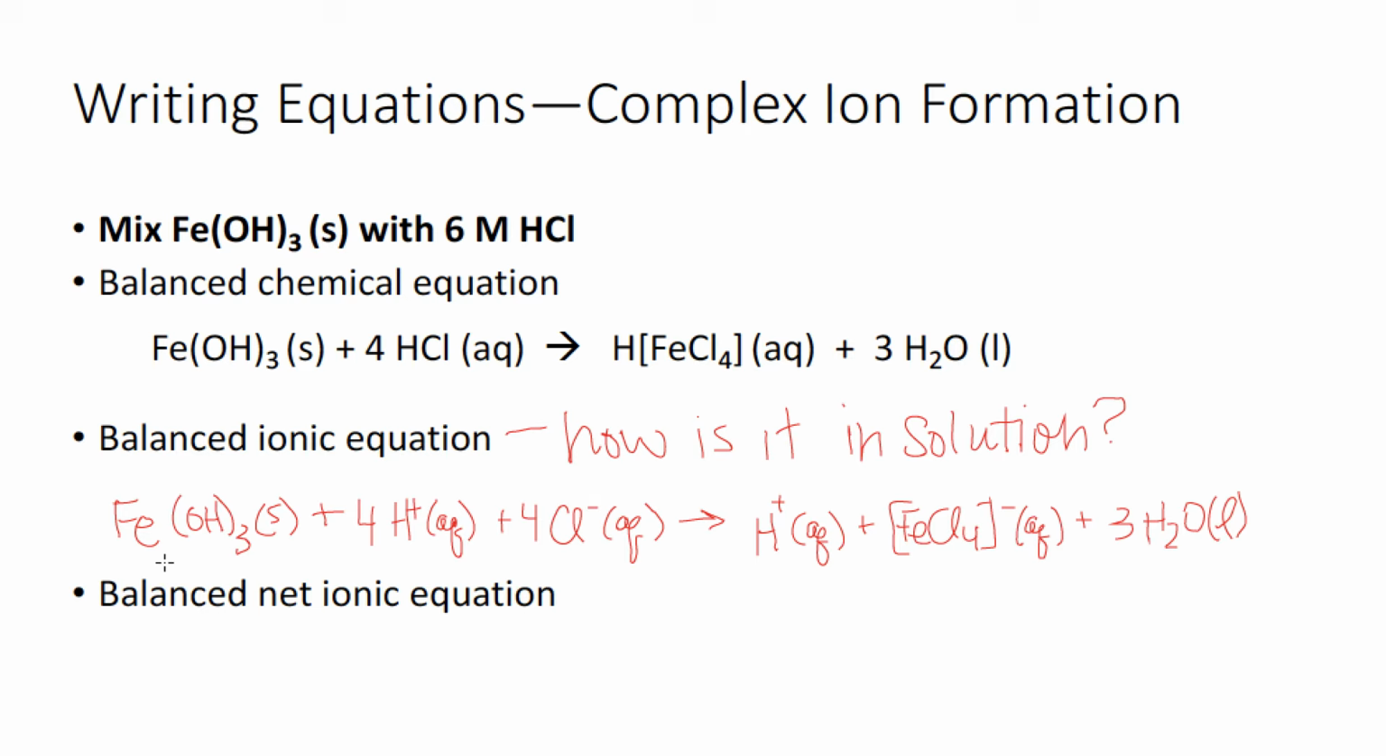Now moving to the net ionic equation, the thing that we want to do is eliminate any spectator ions. These have to appear the same on both sides of the equation. And the only one that we have here is our H+. We have 4 H+ over here, and we have 1 H+ over here.